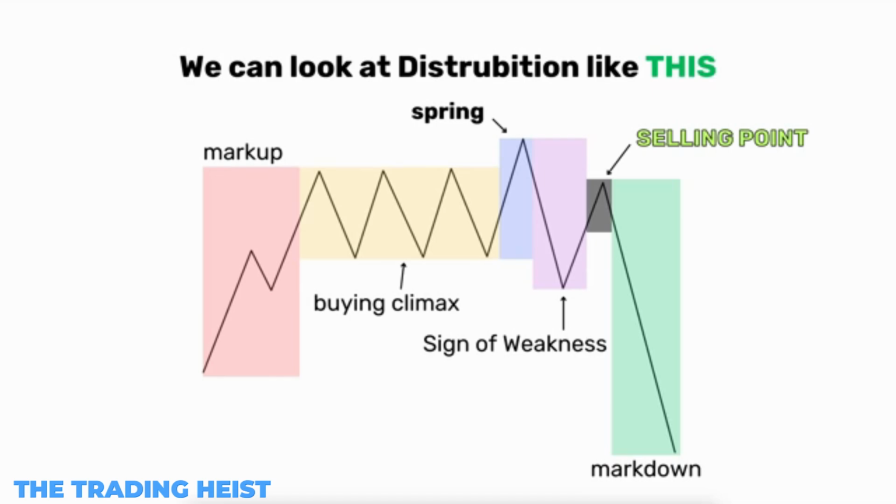So we see here through markup, buying strength. Through the buying climax, we see sellers stepping in with equal power as the buyers. The spring shows the final attempt to go higher from buyers. The sign of weakness shows a total reversal in control into sellers, and then the selling point in Markdown is where we actually make the profits.